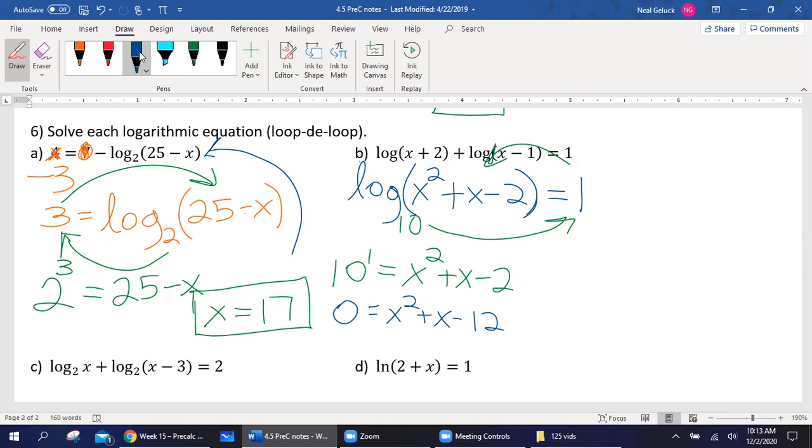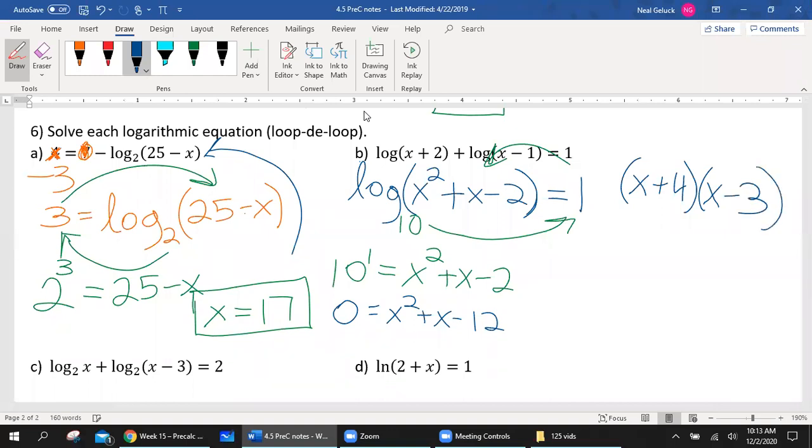Which does factor. It'll factor into x plus 4, x minus 3. So that gives me x is -4, x is 3. But remember, I cannot have the log of 0 or a negative. If I plugged in -4 for x, it would cause the log of a negative. If it does it anywhere, it's out. It does it actually in both of them. So that answer has to be tossed.